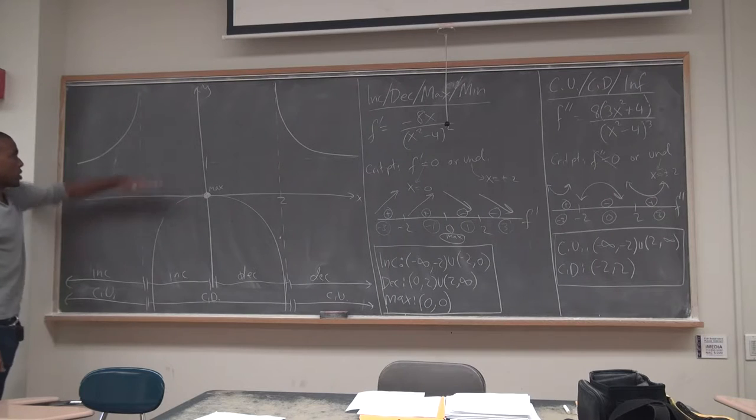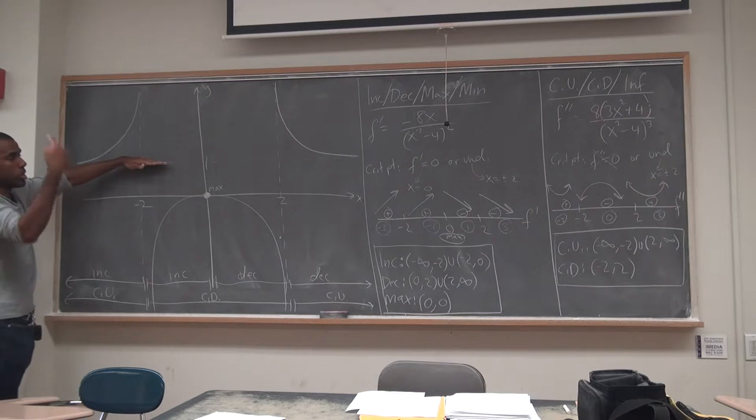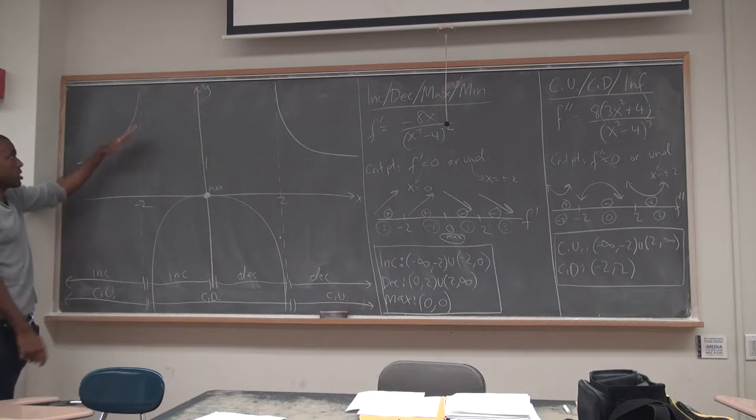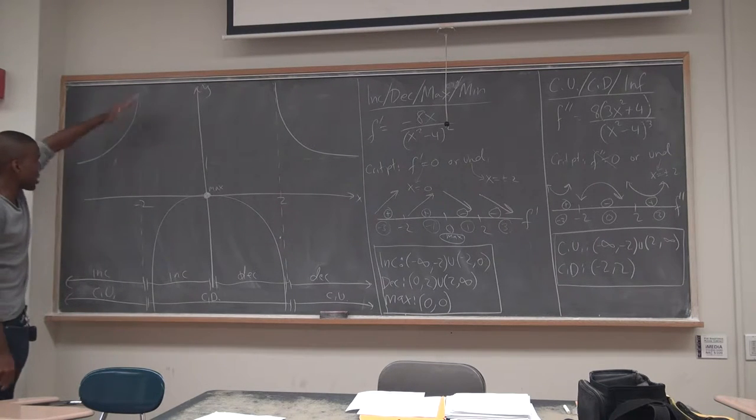If you're never sure whether you cross this or not, you can set the original function equal to 1. You'll get 0 equals minus 4, which doesn't make any sense. So I know I never touch this. So to be increasing and concave up, I have to be above it the whole time.